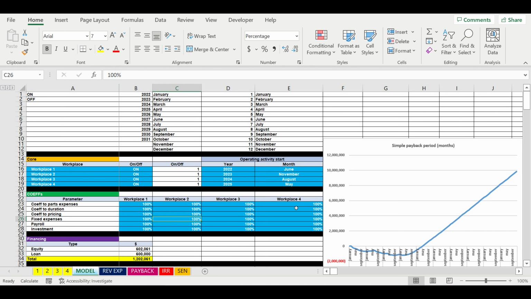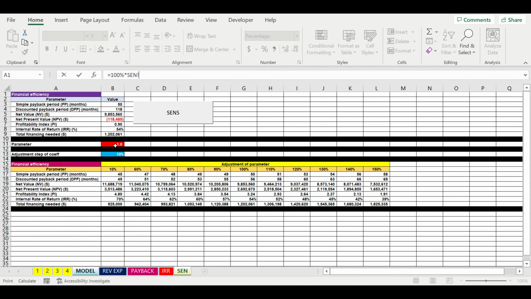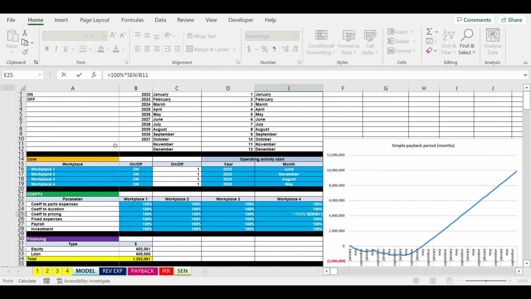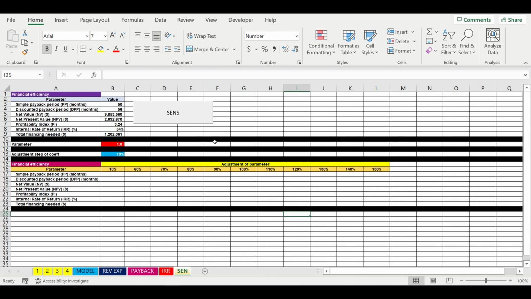Then, for example, we want to add this coefficient to pricing, for workplace number 4. So we just do equals, multiply, sensitivity analysis, adding this coefficient, and press enter. Now we have our coefficient added to pricing for workplace number 4. Then we go to sensitivity analysis, delete this story, and press sense.